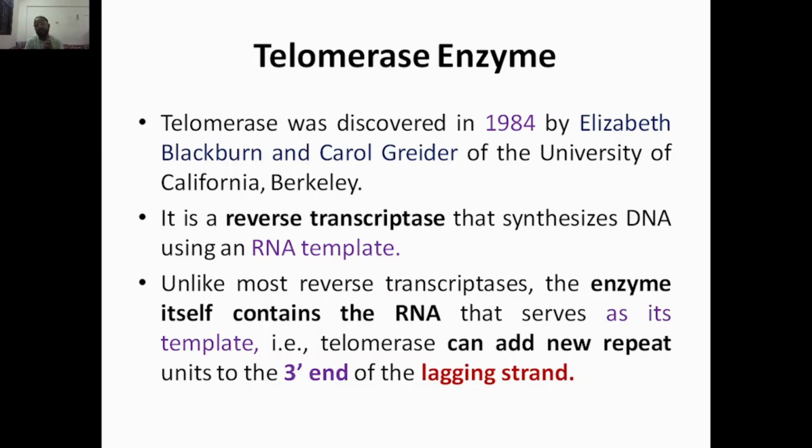So here we know that the reverse transcriptases have their RNA as their own template, but along with that, this particular telomerase will add new repeat units. That is the speciality of this enzyme, and that's why it is called telomerase. So it is adding the new repeated units to the 3' end of the lagging strand, so that the lagging strand can be replicated.